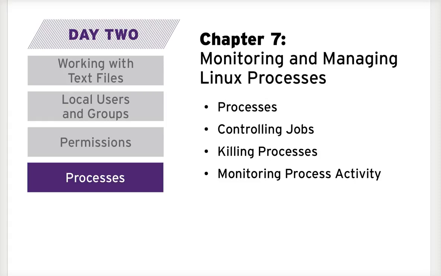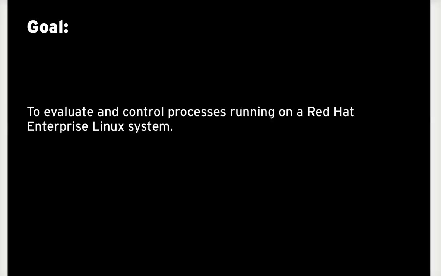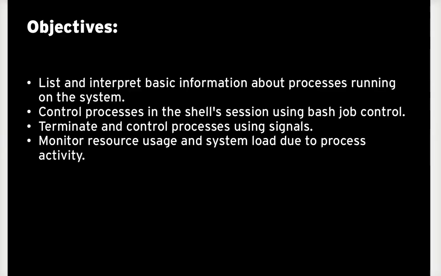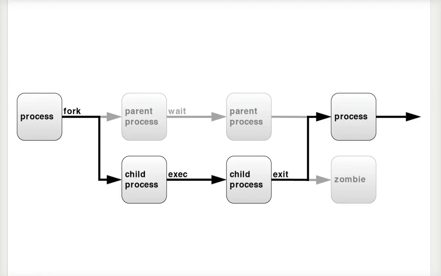This is chapter 7, monitoring and managing Linux process. List and interrupt basic information about processes running on the system, control process and session using bash job control, terminate and control process using signal, monitor resource usage and system load due to process activity. This is a process, how process works.